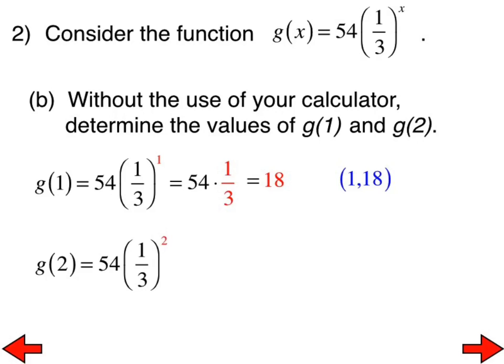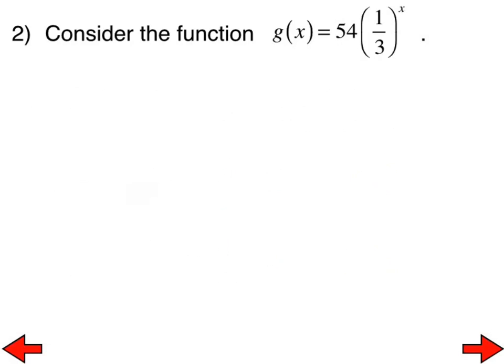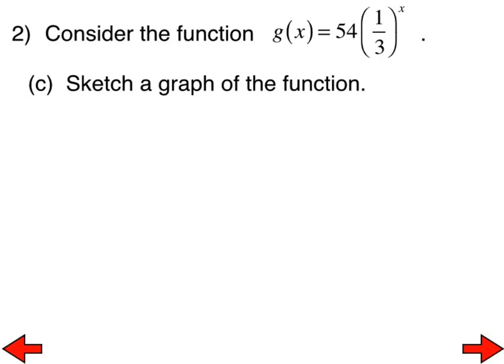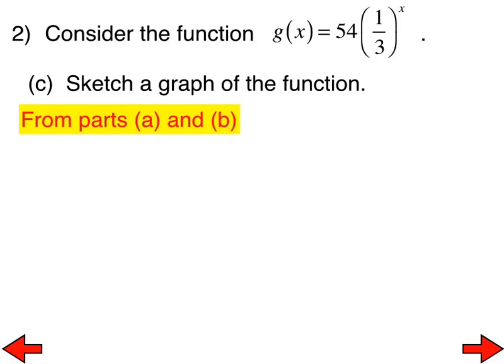g of 2, that's going to be 54 times 1/3 to the second power. 1/3 to the second power is 1/9, and 54 times 1/9 is 6. That gives us a third ordered pair. So with those three ordered pairs, let's now go to part C and sketch a graph of that function.